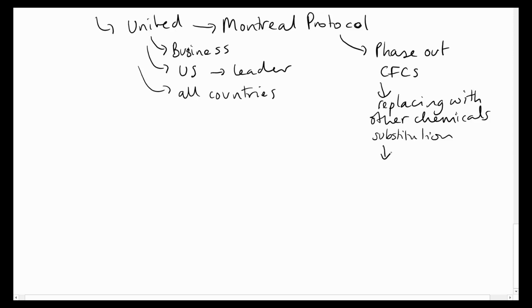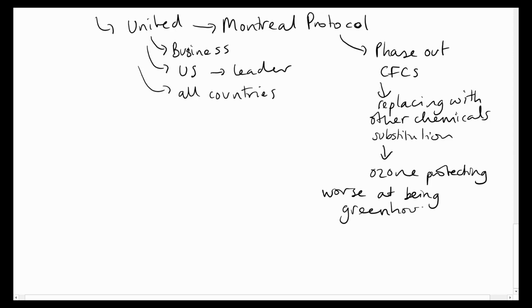But then what they discovered was that although these substitute chemicals were not depleting the ozone anymore, what they were doing was that they were worse at being, and here we're hopefully not going to confuse you, greenhouse gases. So this is where students often get confused, because they confuse ozone depletion with global warming.